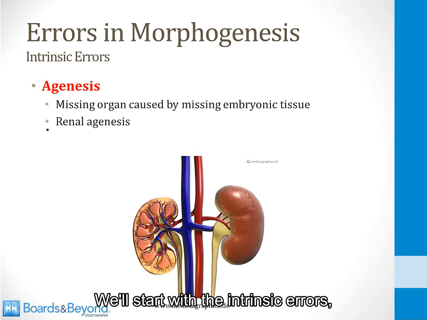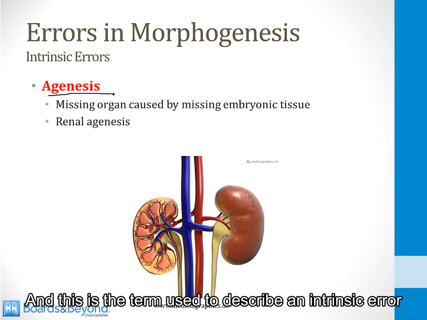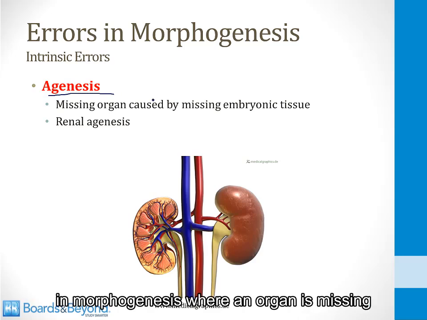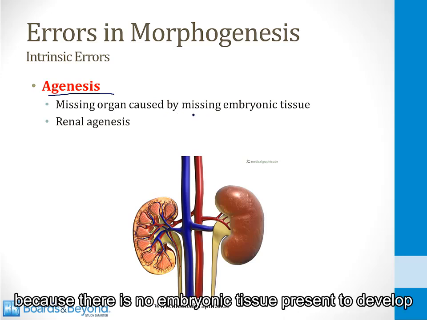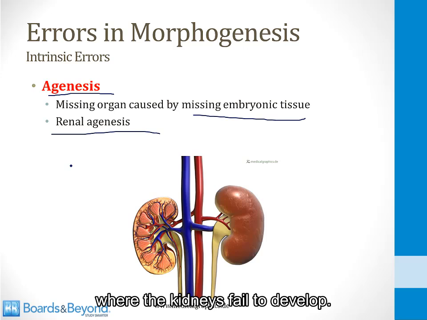We'll start with the intrinsic errors, and the first one is agenesis, and this is the term used to describe an intrinsic error in morphogenesis where an organ is missing because there is no embryonic tissue present to develop into that organ. And one of the classic examples of this is renal agenesis, where the kidneys fail to develop.